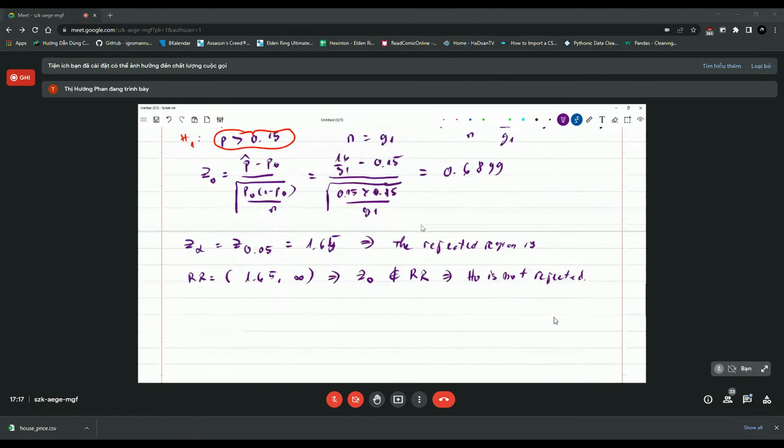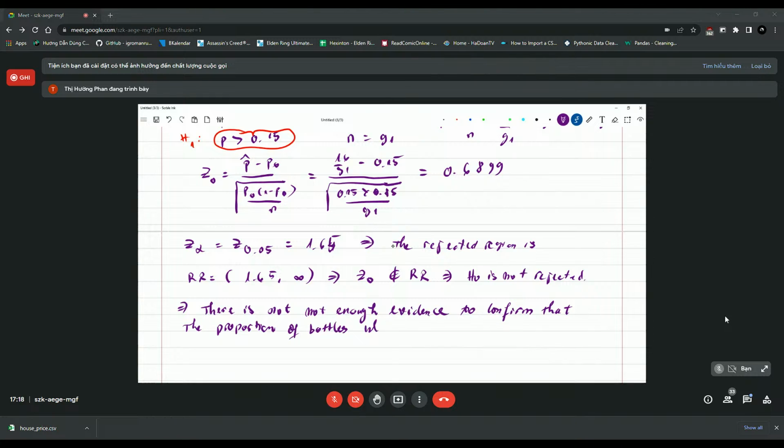If H0 is not rejected, we confirm that there is not enough evidence to confirm that the proportion of bottles which is contaminated is greater than 15%. That's all. Okay, we have done.